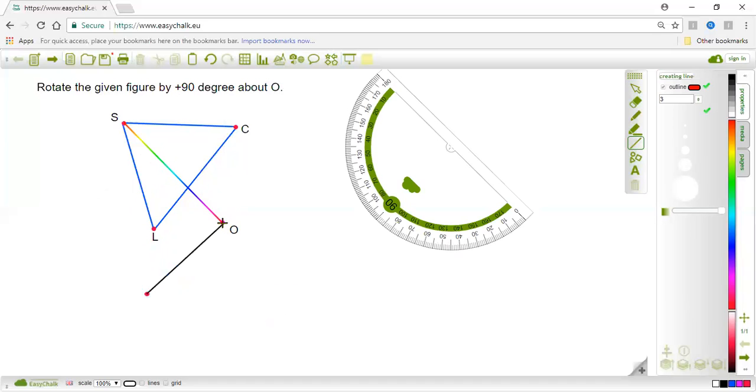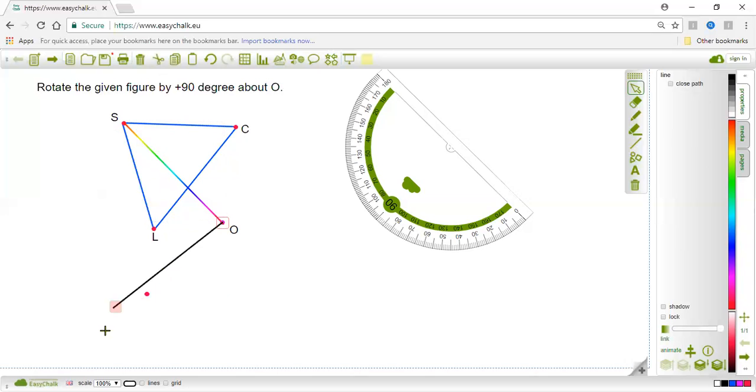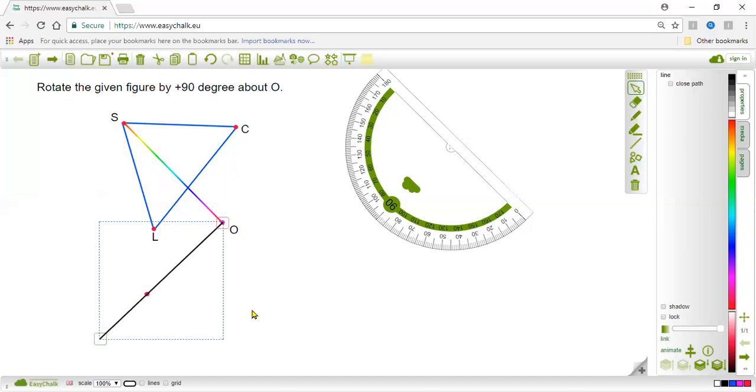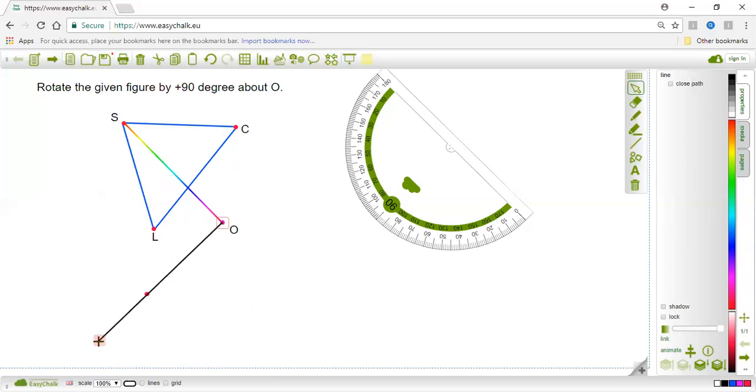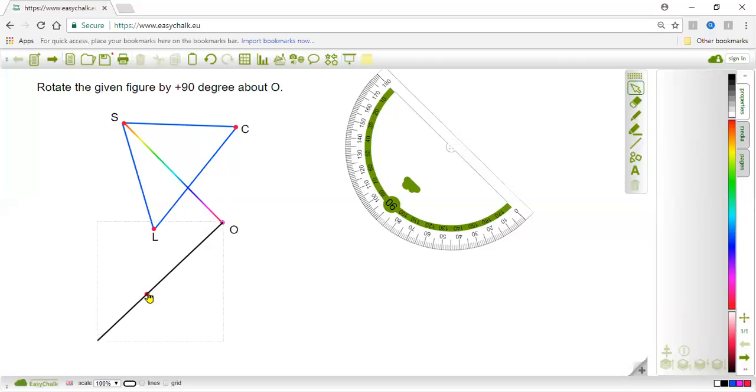Here we have made an angle of 90 degrees at this point O with this line SO in anti-clockwise direction. This angle is the 90-degree angle. We can extend this line segment. Let me remove this unnecessary point. Just a moment, let me delete this red point. First let me connect this, and you can delete this point.